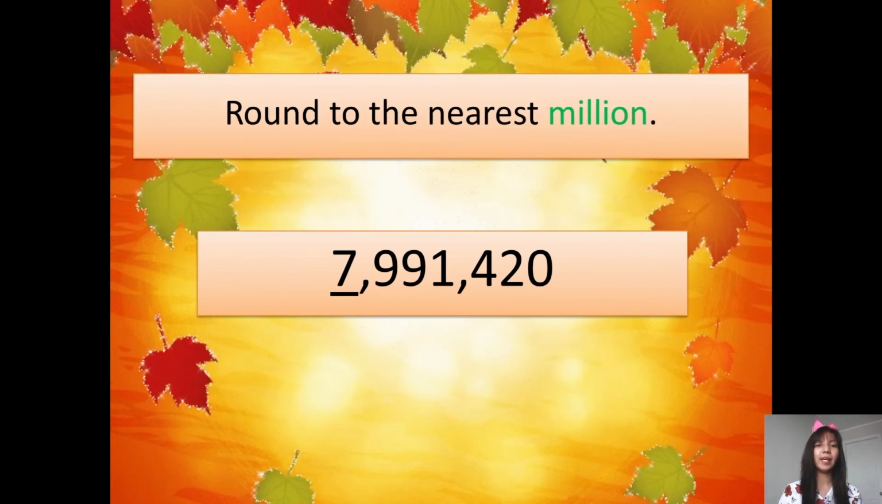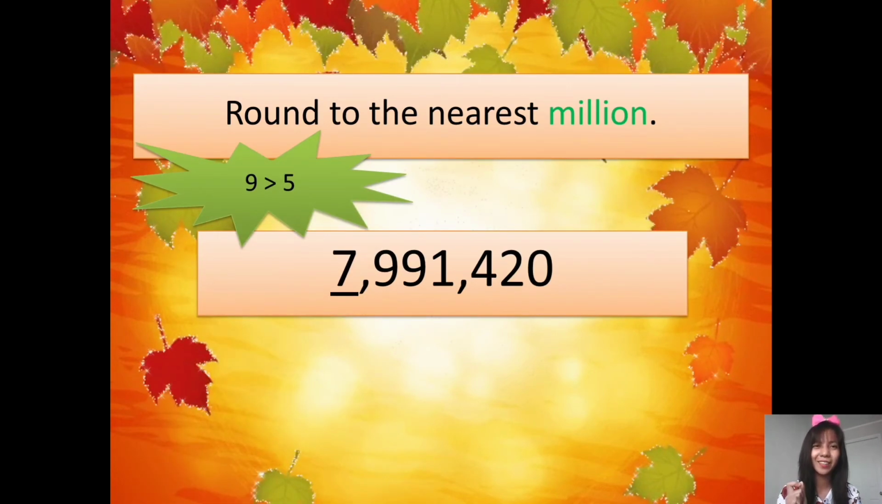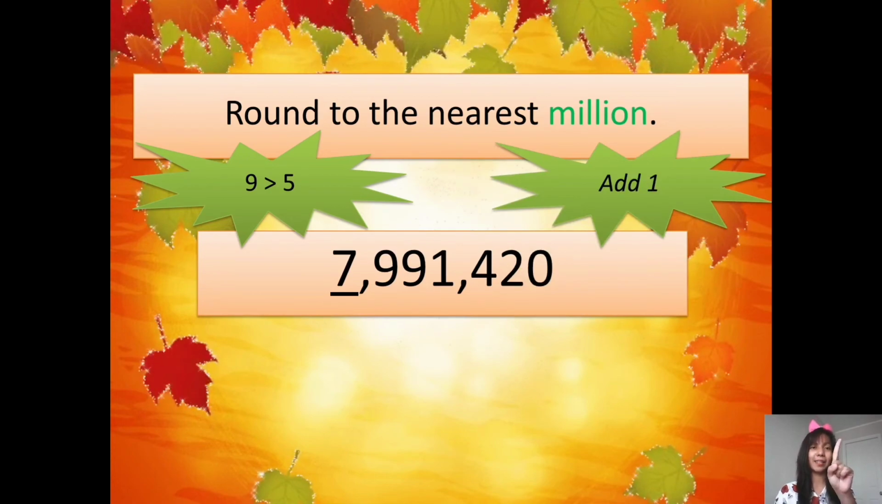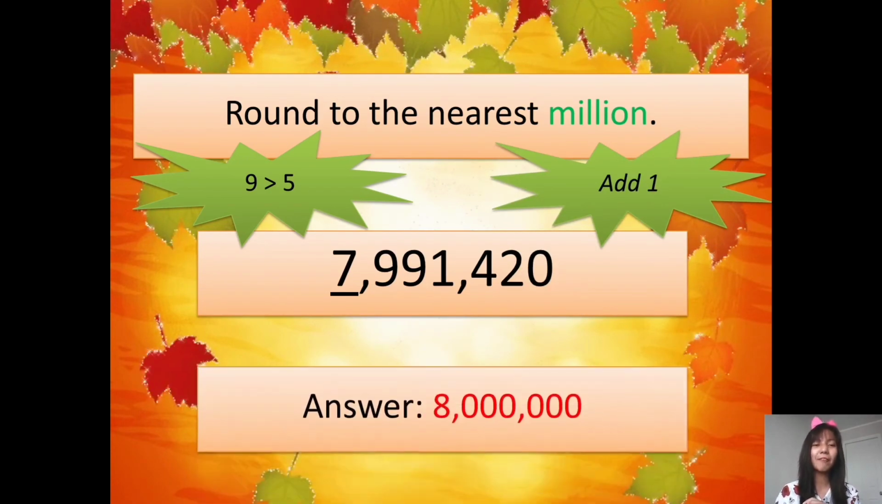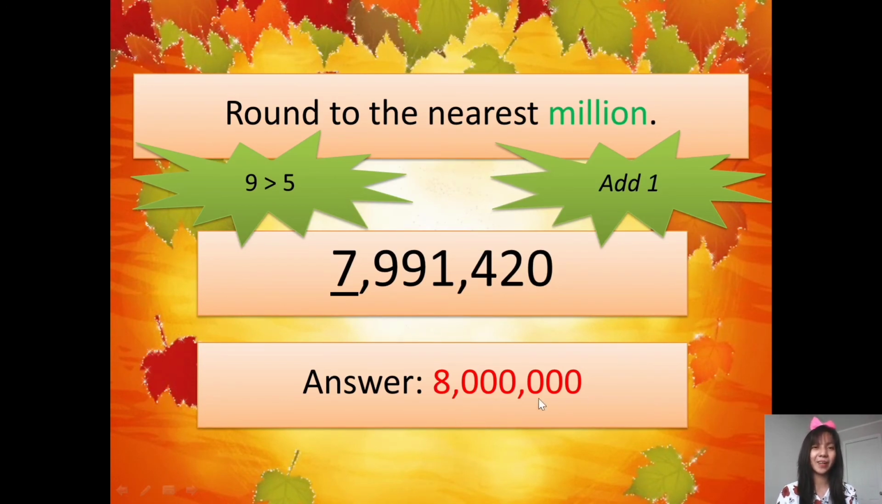And next, round to the nearest million. So, our underlined number here is 7. What's next to 7? It's 9. So we all know that 9 is greater than 5, right? So it follows that we will add 1. So from 7, it will become 8. And then all the digits behind will become 0, right? So now we have the answer, 8 million.